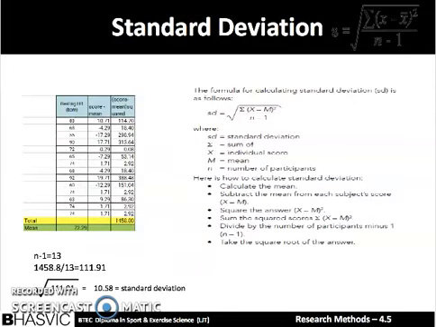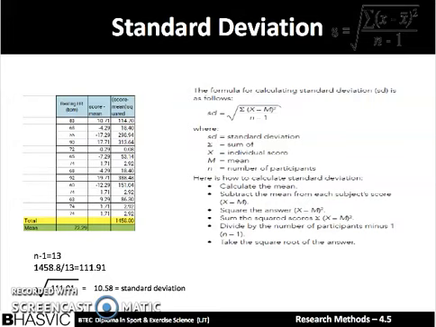The standard deviation is slightly more complicated in terms of calculations, so there's a very specific formula which you can see here. So basically, standard deviation is the square root of the sum of, open bracket, x minus the mean, close bracket, squared, over n minus 1. So n is obviously the amount of participants.